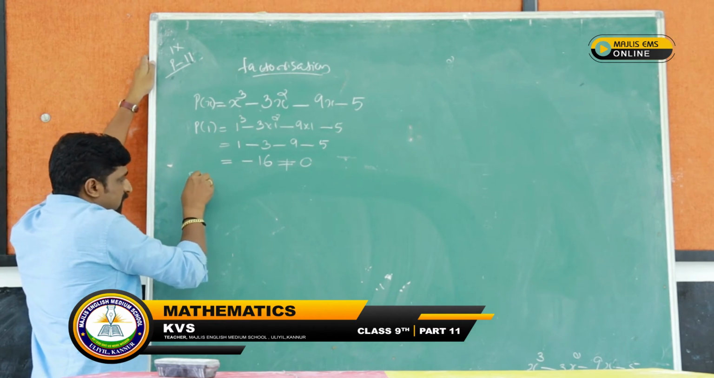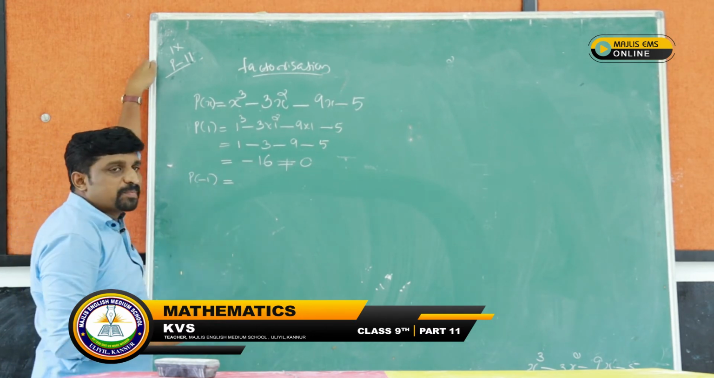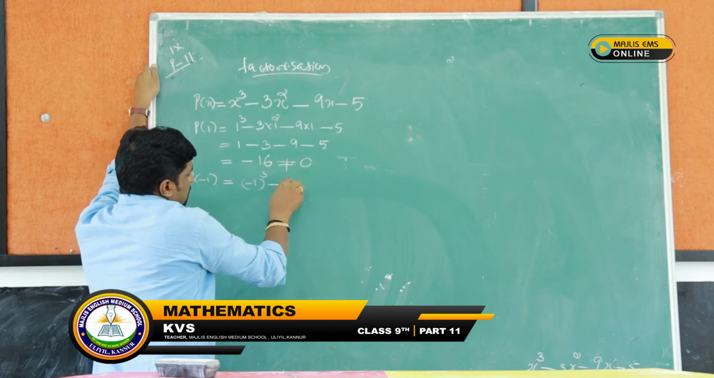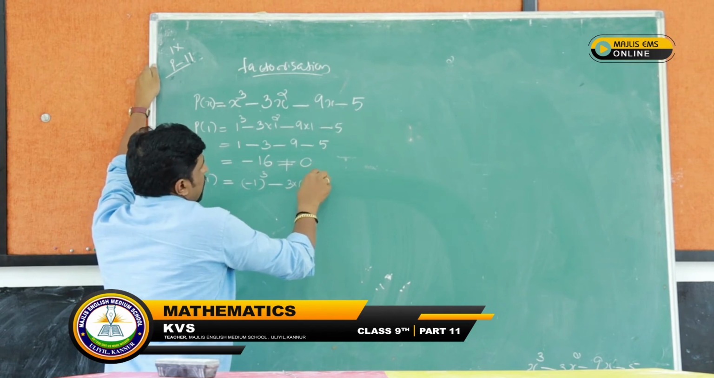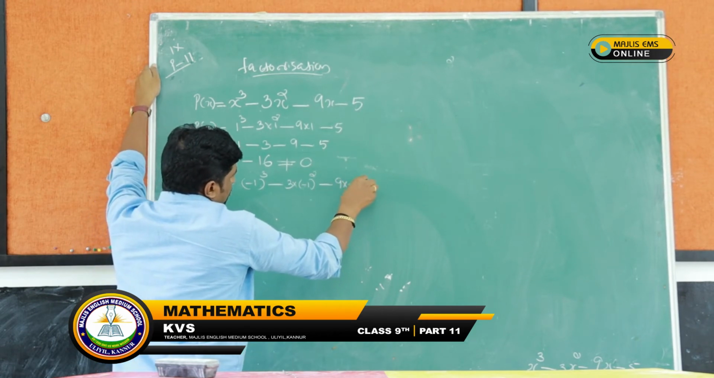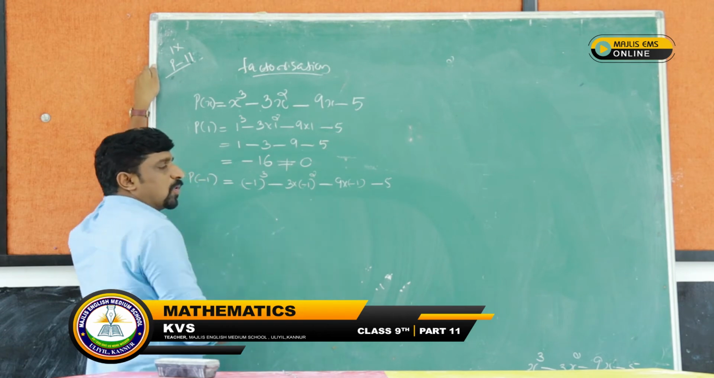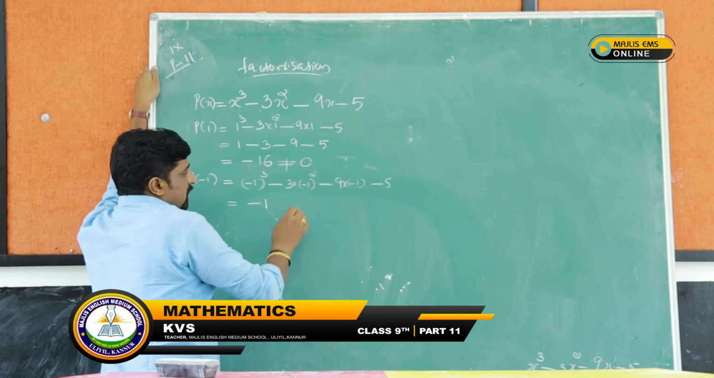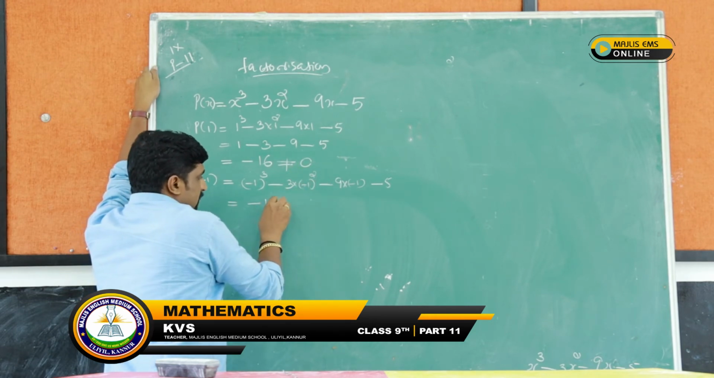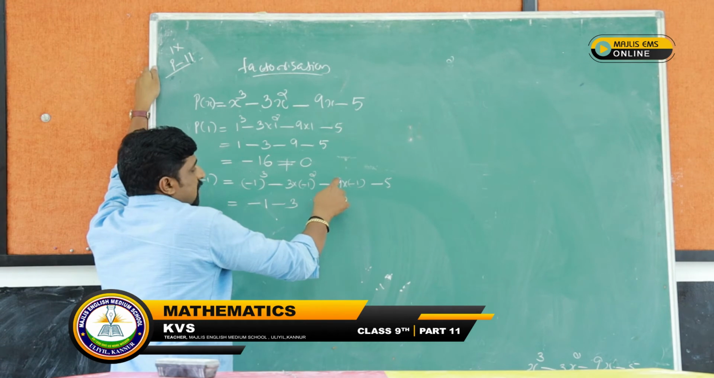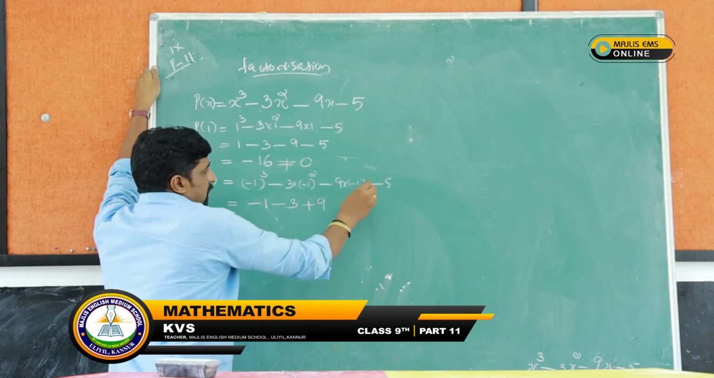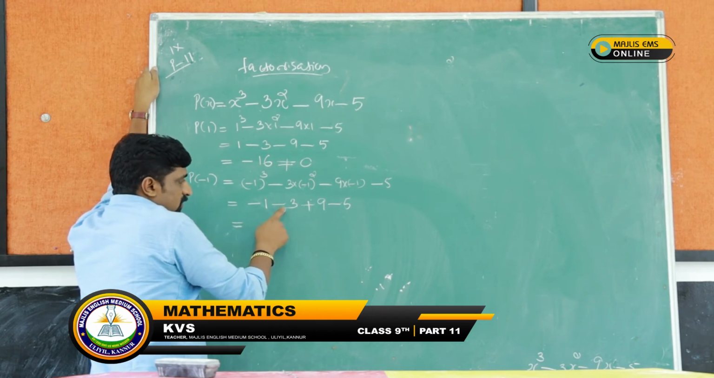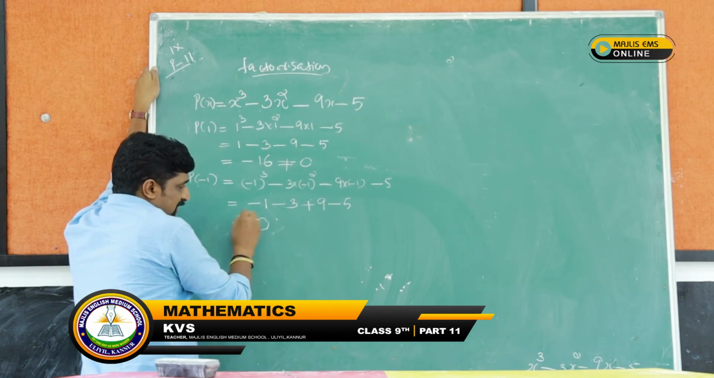Then find out p of minus 1. P of minus 1 means minus 1 cube minus 3 into minus 1 square minus 9 into minus 1 minus 5. This is value of polynomial, that already you know. Then minus 1 cube is minus 1 itself. Minus 1 square is 1, 1 into minus 3, minus 3. Minus 9 into minus, that is plus 9. Here minus 5. Therefore minus 1 minus 3 minus 5 is minus 9, and 9 minus 9 you got answer 0.